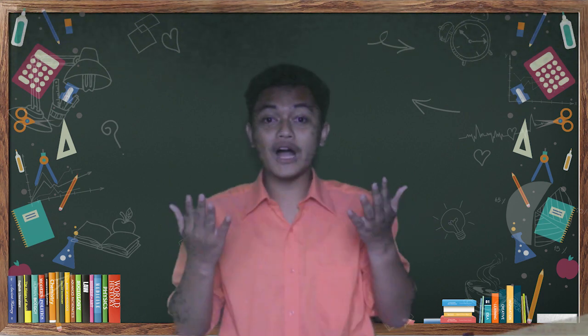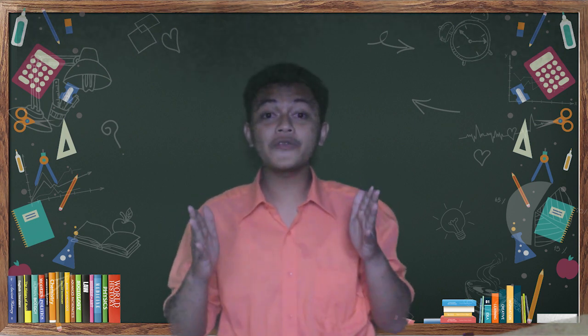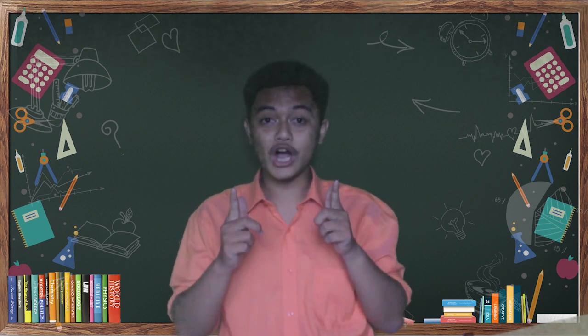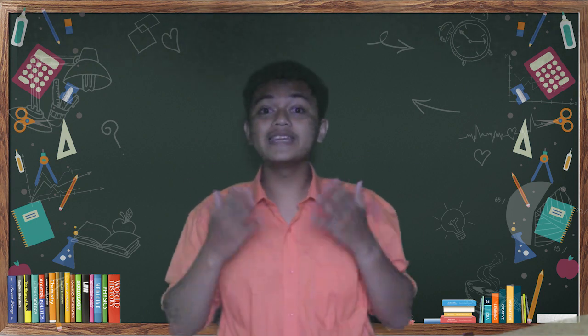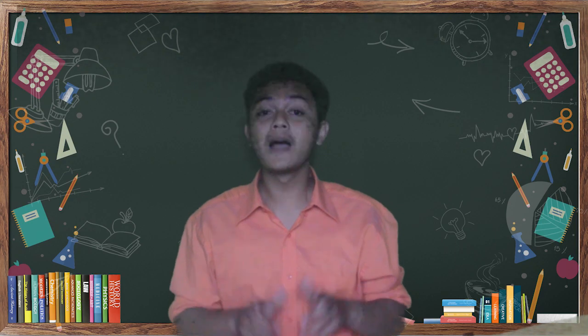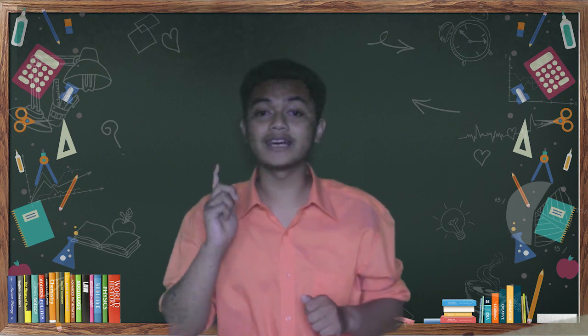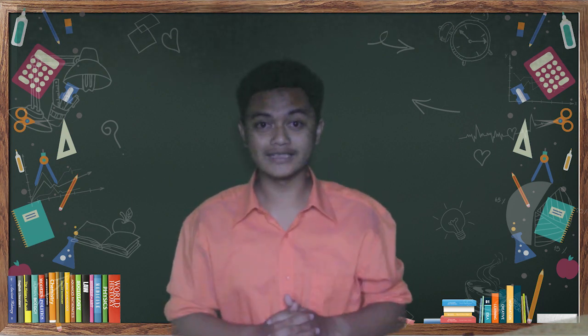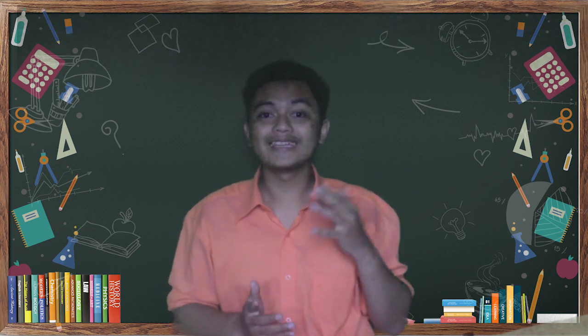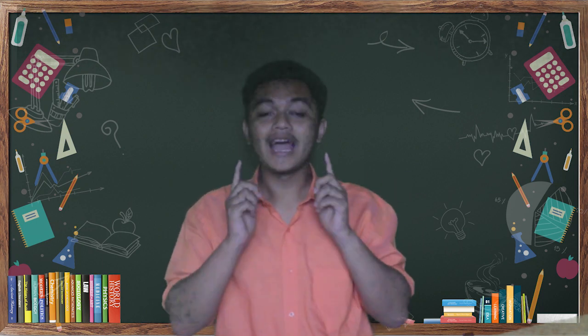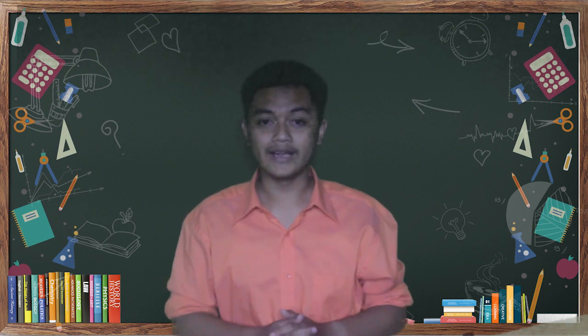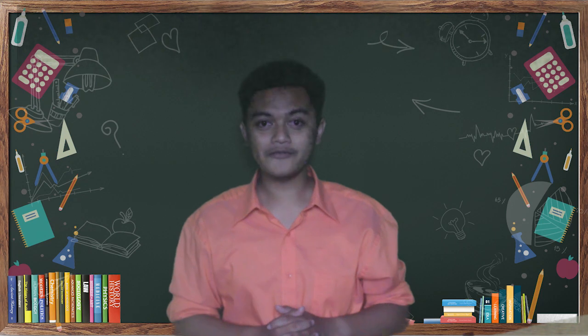Okay, after we know about the basic principle of the convex lens and the concave lens, now we are going to learn about the image formations of the convex lens and the concave lens. But before we learn about the image formations in the convex lens and the concave lens, we should know first the special rays for each lens. Okay, I will explain one by one the special rays in the lens. First, for the convex lens.